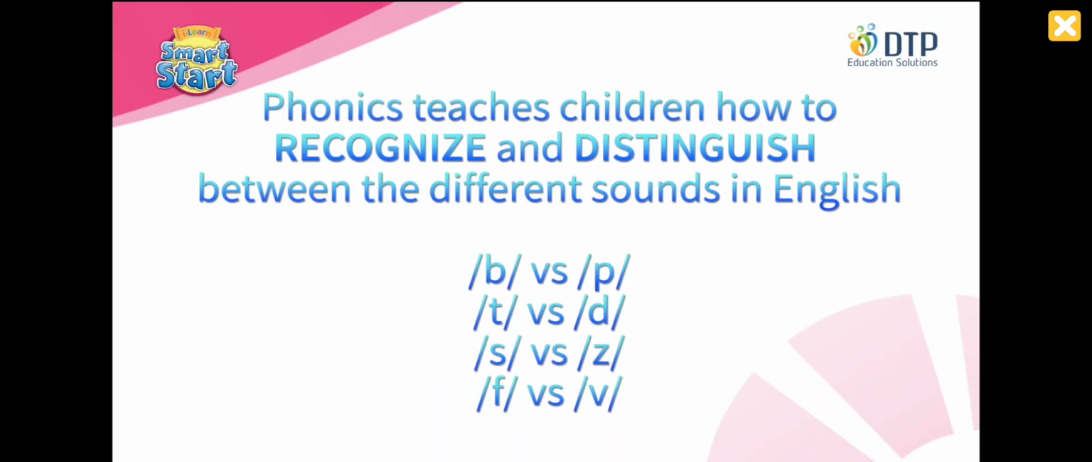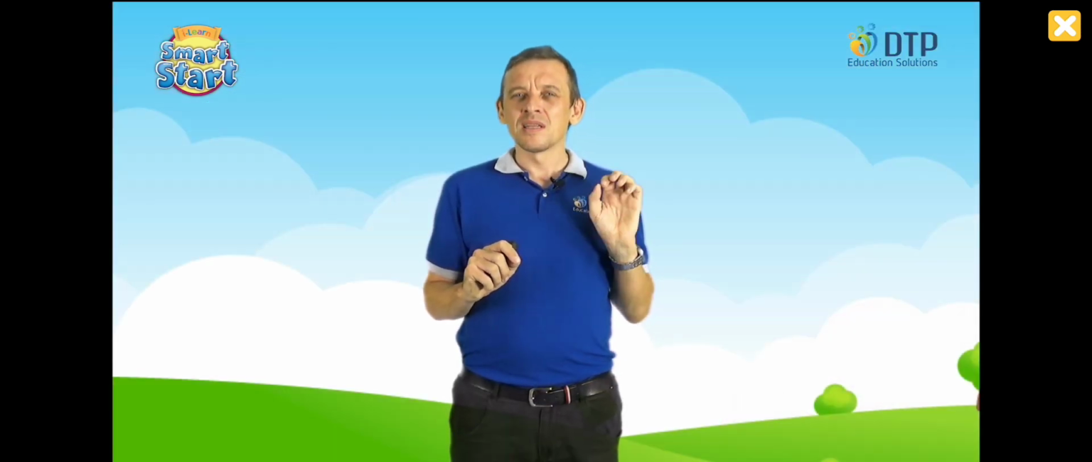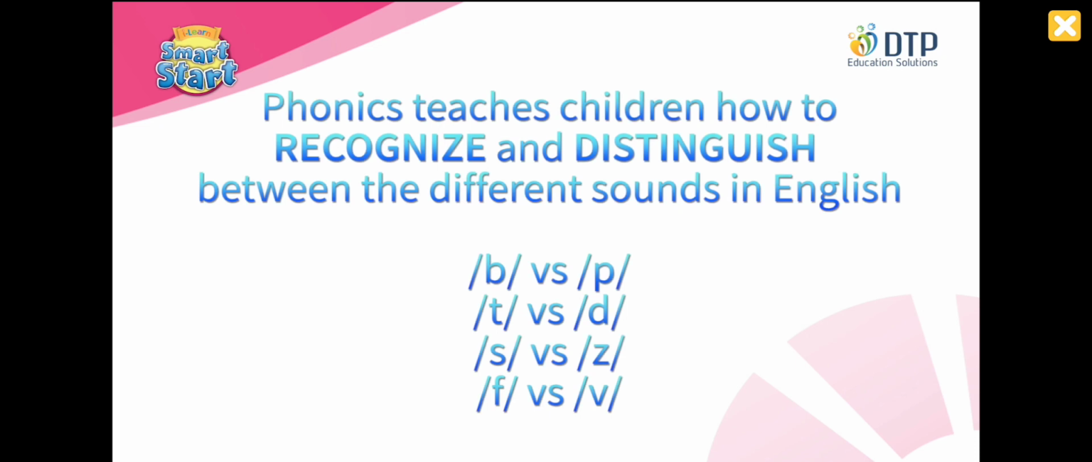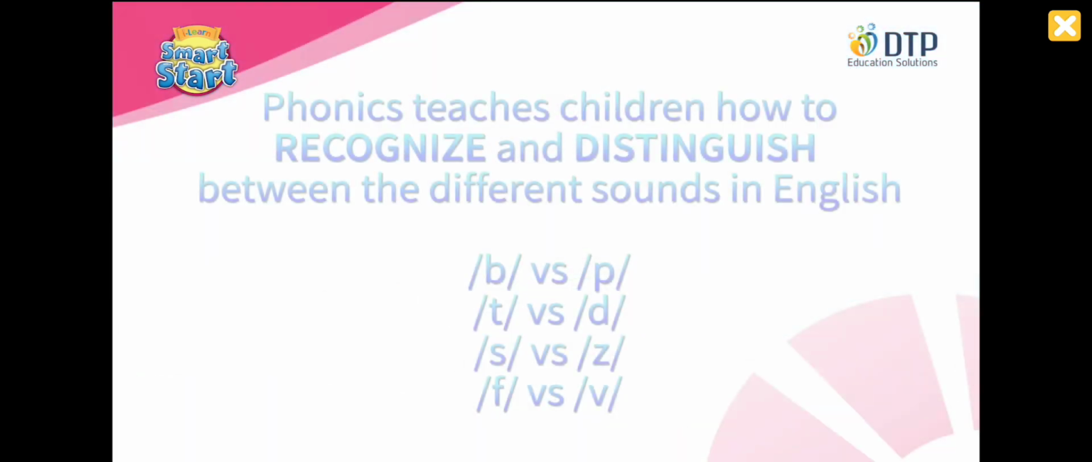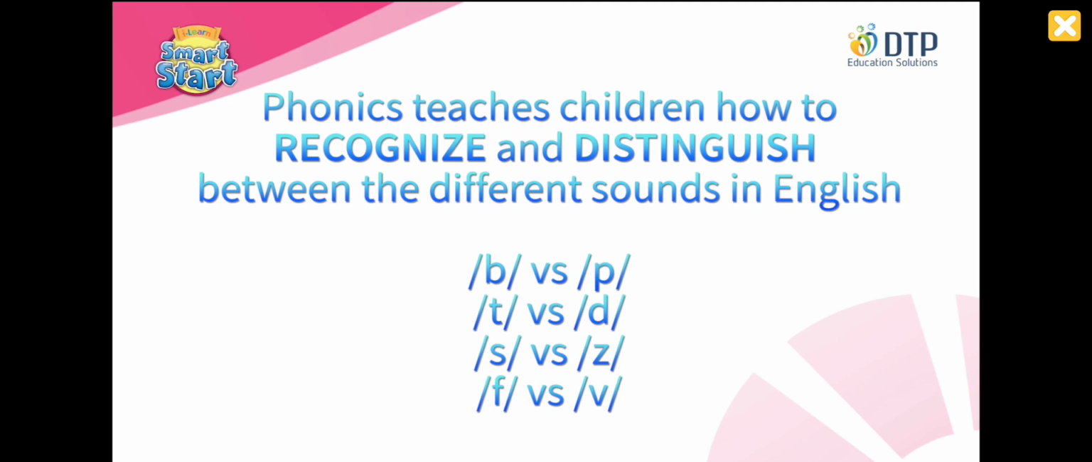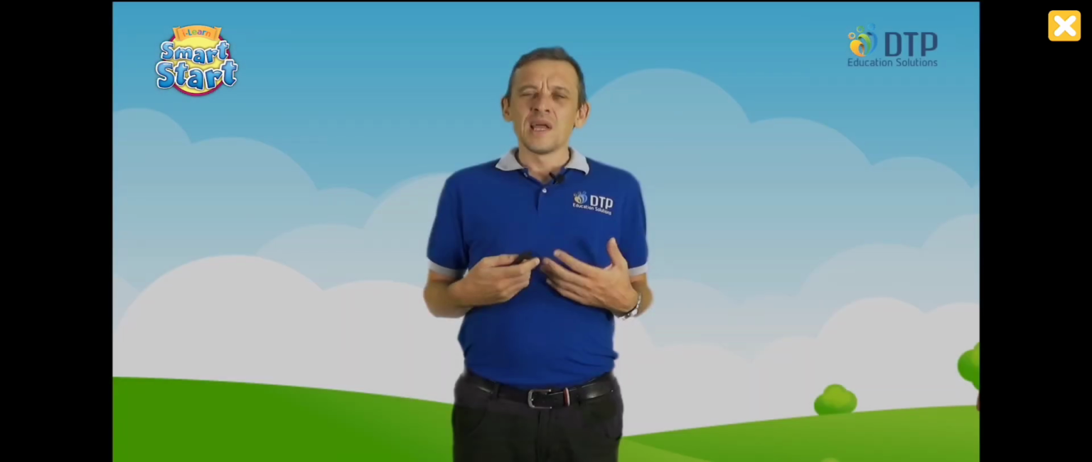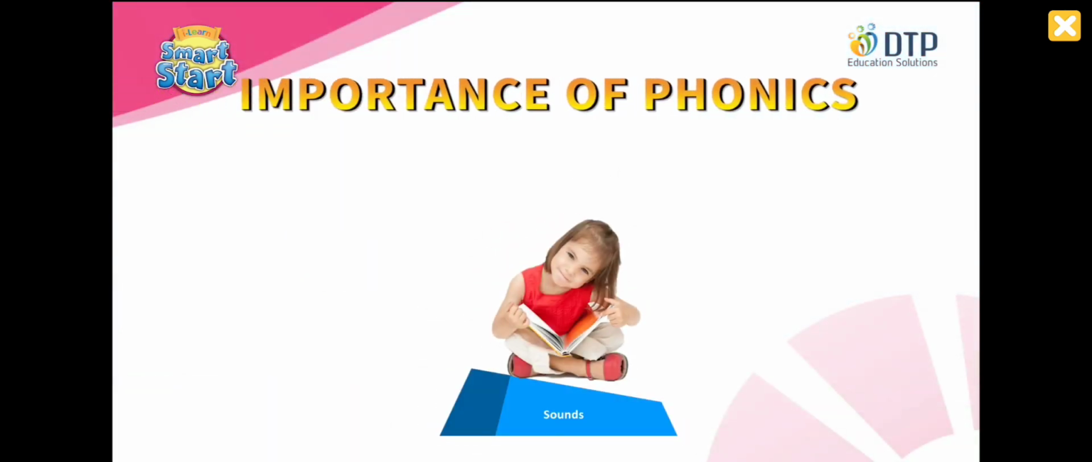T, D. Can you hear the difference? Next one. S, Z. You hear the difference? The letter S and the letter Z. And one more. F, V. Can you hear the difference? Now it's important for students to be able to correctly say the correct sound, but also to recognize and hear the sounds.